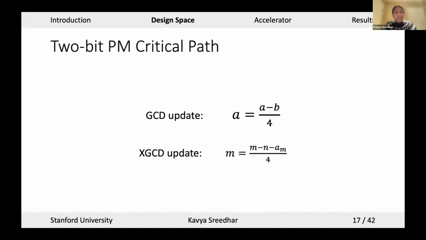So first, the 2-bit PM. The most complicated update in this algorithm is subtracting your 2 input numbers and then dividing by 4. And this corresponds to an XGCD update of subtracting 2 coefficient variables and an additional constant, and then dividing by 4. The details about how this relation is derived and what this update means is in our paper. The important thing to take away from the slide for this talk is just that this operation consists of 2 subtractions and then a shift by 2, or a divide by 4.